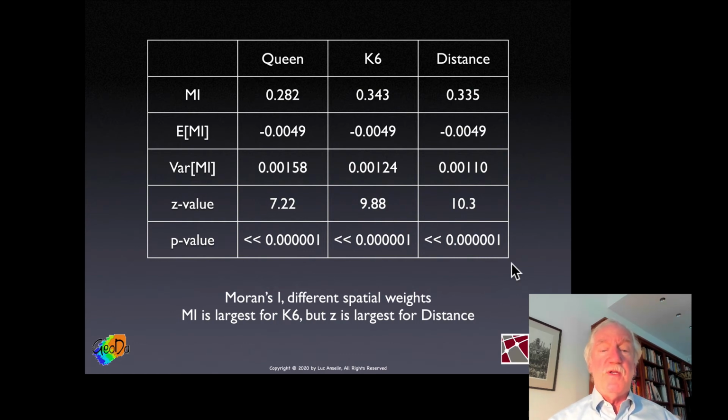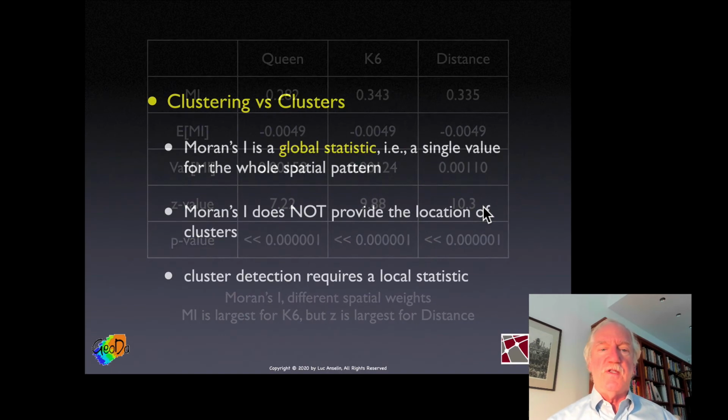But the main point is here, don't focus on the value of the coefficients. This is very different from interpreting a Pearson correlation coefficient. If you have a Pearson correlation and you have 0.6 and you have 0.2, 0.6 is always more correlation than 0.2. For Moran's I, that's not the case. It depends on the weights. So in this case, you might say 0.34 is more than 0.33, but in fact, it's not. This distance-based has a higher z-value. So keep that in mind. That is very different from standard statistics.